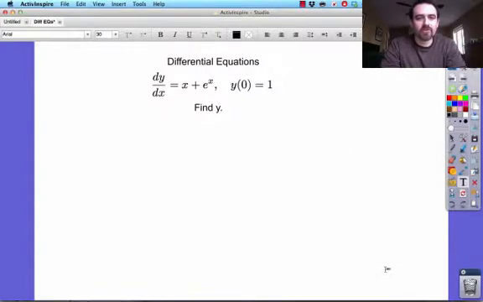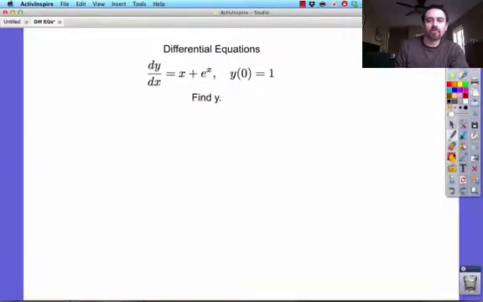Okay, let's look at some differential equations today. So we're going to start by looking at a pretty basic differential equation. The differential equations we're looking at in this class are, in general, ordinary differential equations, or ODEs. There's also a field called PDEs, partial differential equations.